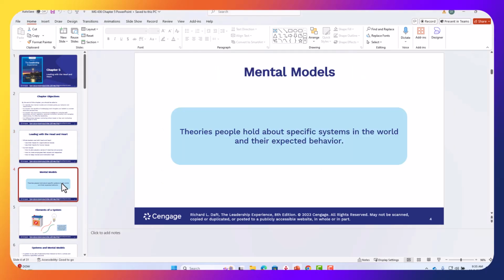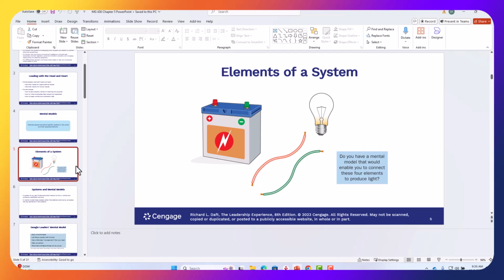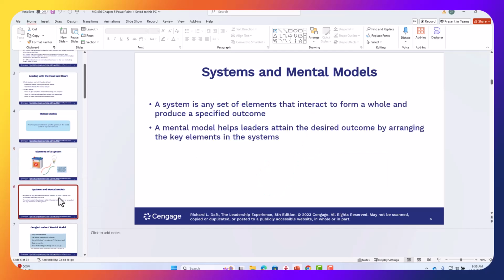Mental models: theories people hold about specific systems in the world and their expected behavior. Elements of a system. Do you have a mental model that would enable you to connect with these four elements to produce a light? So we're going to talk about these systems and models.